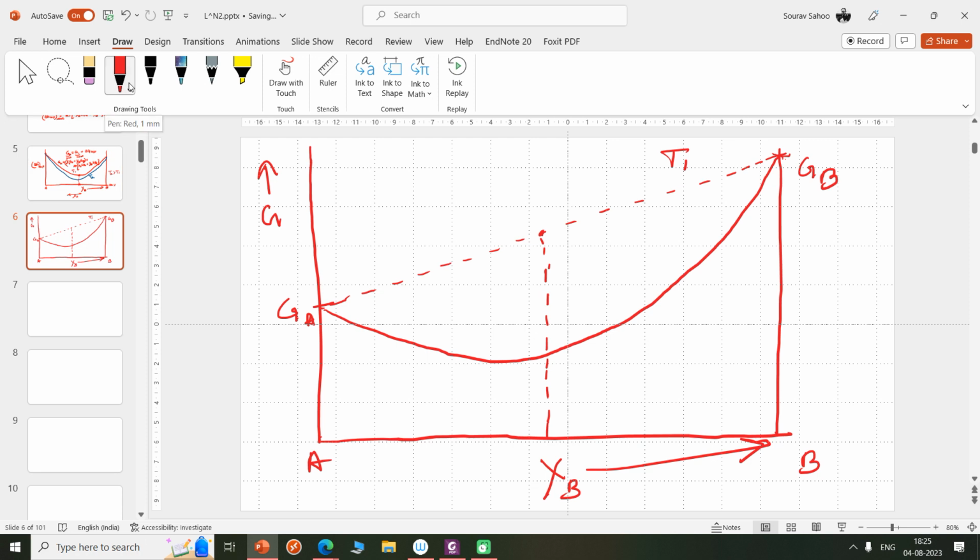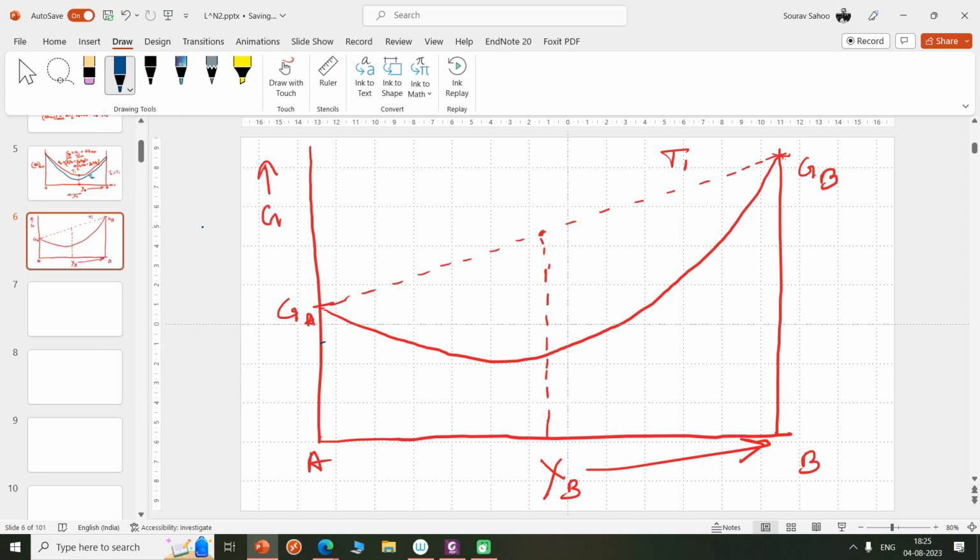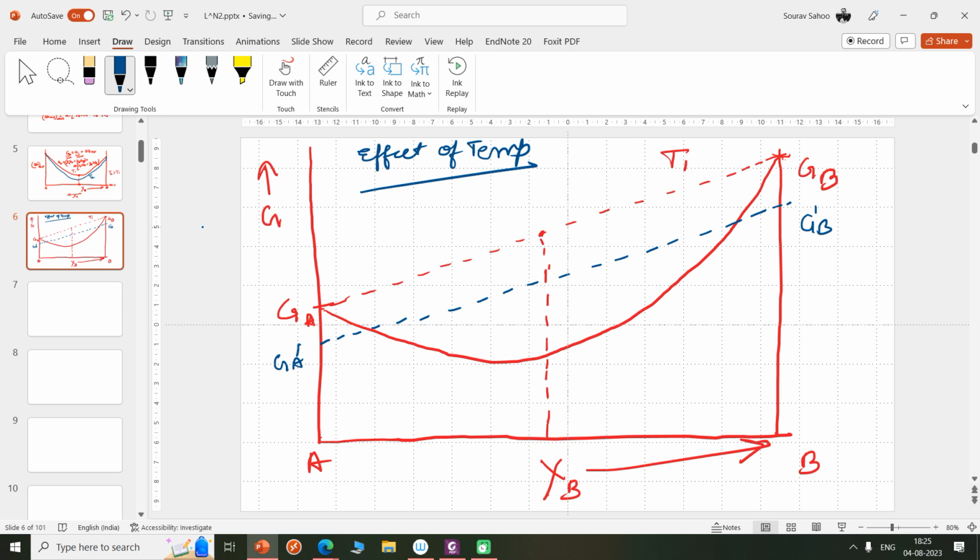So what will happen if we just increase the temperature of our system? If we increase the temperature of our system, what will happen? The intrinsic free energies also will reduce. So this is our GA prime, this is GB prime, and this is the temperature, right? Okay, so this is GA prime and GB prime. We will have something like this. Okay, this is T2.